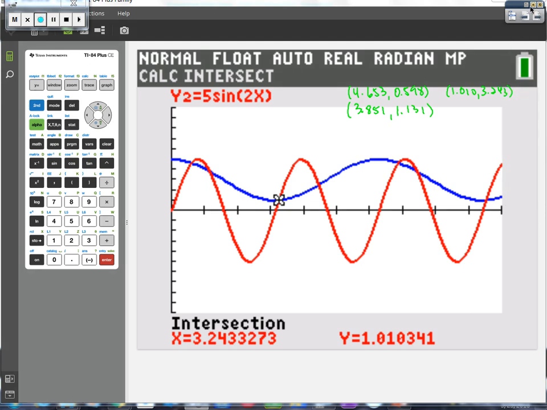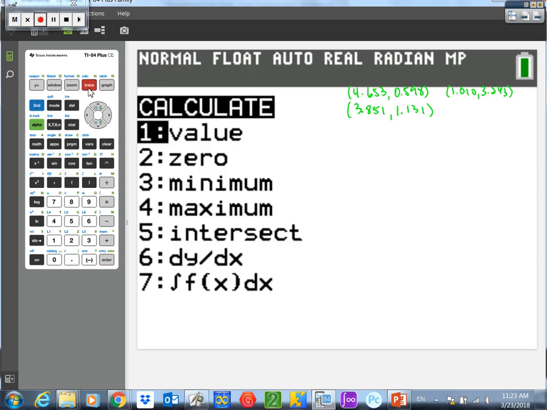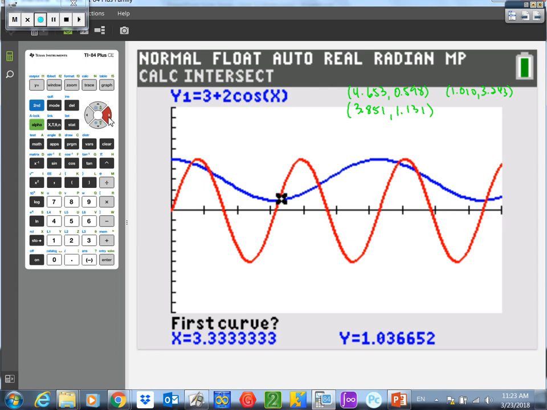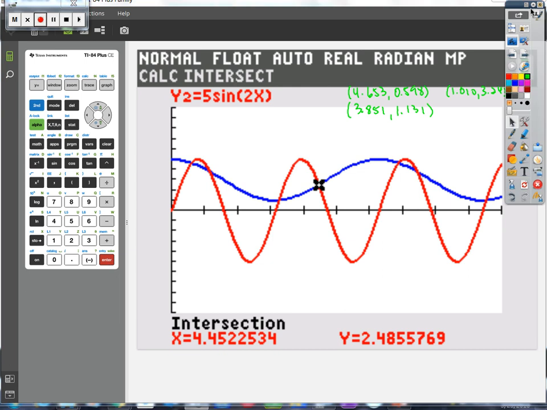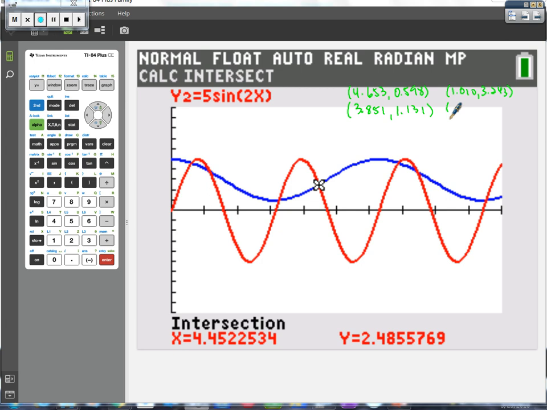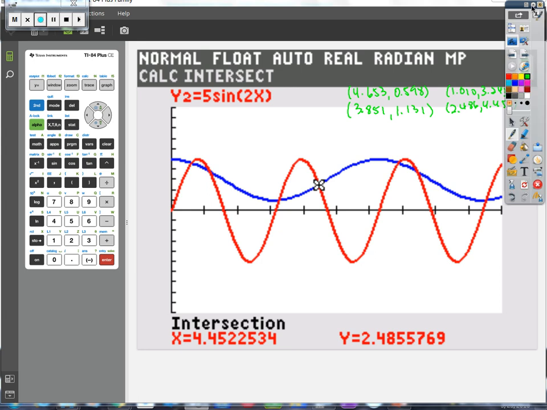Okay, and let's look at this one. Second, calc, intersect. Let's scroll over to that one and copy that intersection down. So that is 2.486 and then 4.452. Let's think about this for a second. 4.452. Okay, let's keep going. Remember 2 pi, what is that, around 6 something? So we really probably don't want to go past that.